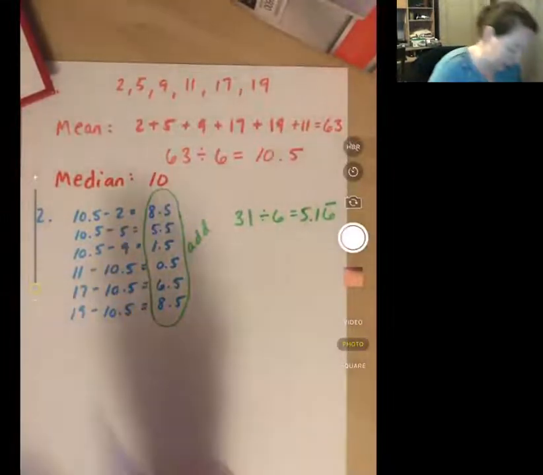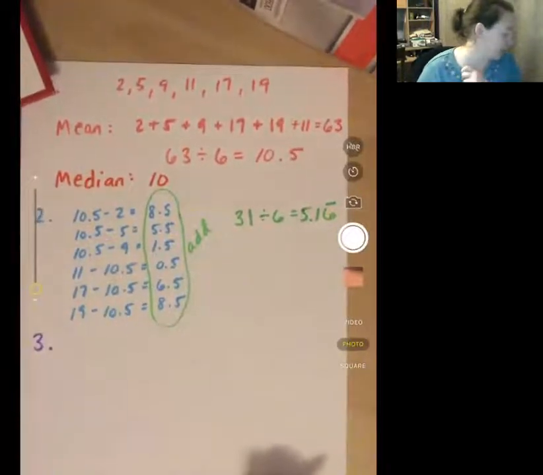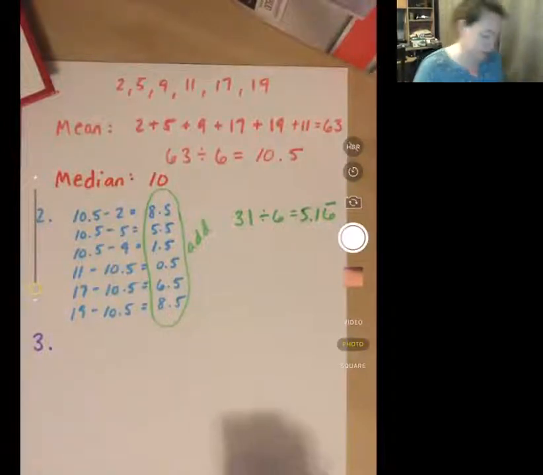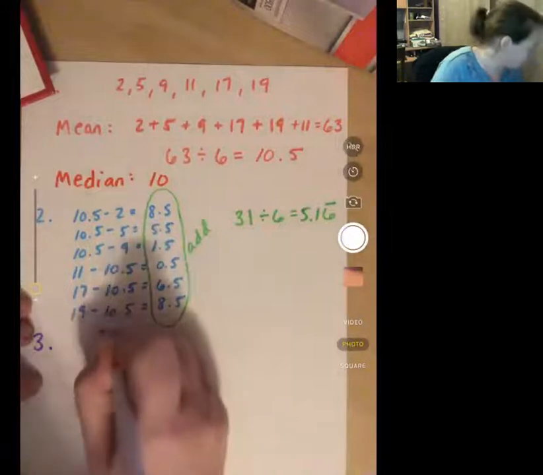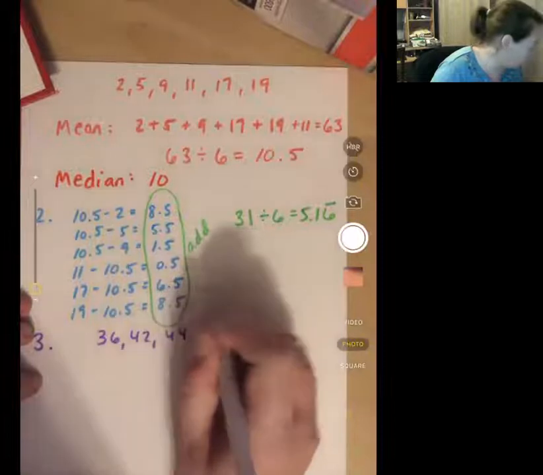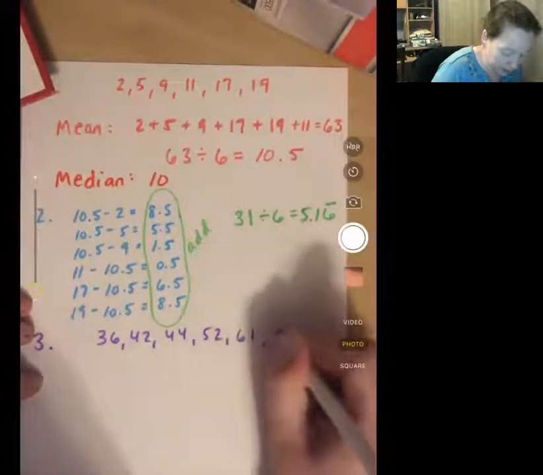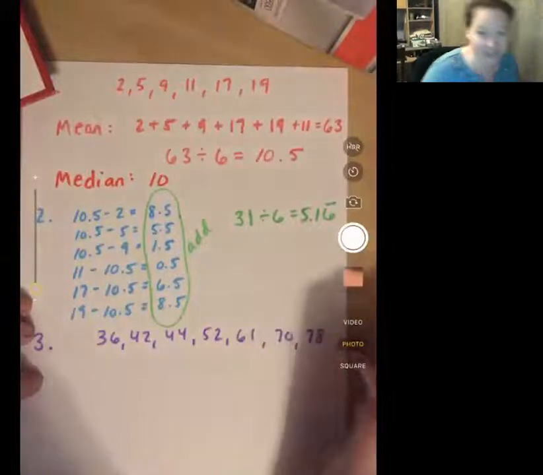Number 3, the box plot. Okay, so let's make a box plot with this information. I have a 36, 42, 44, 52, 61, 70, 78.